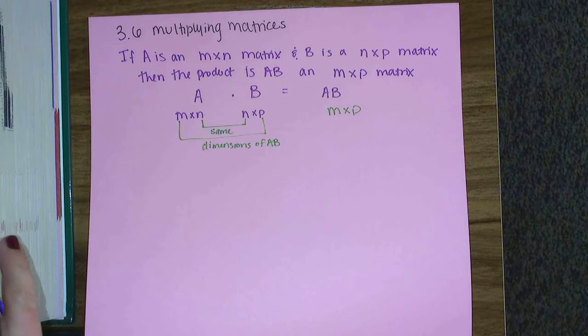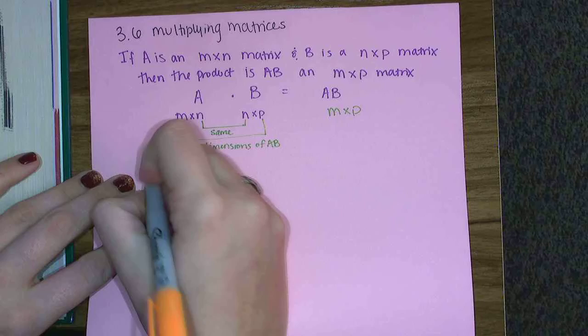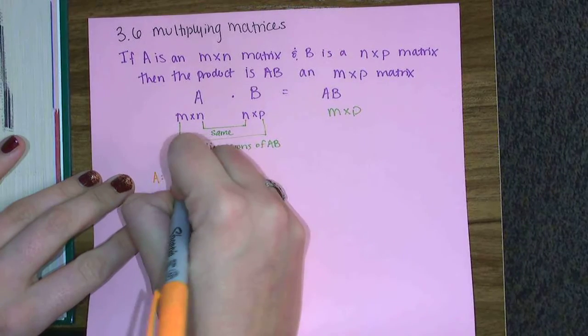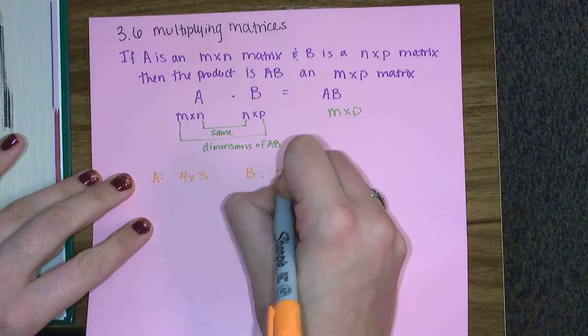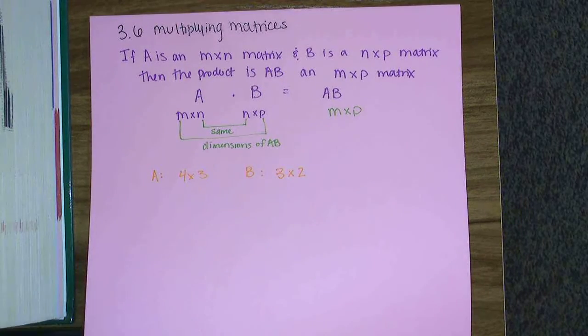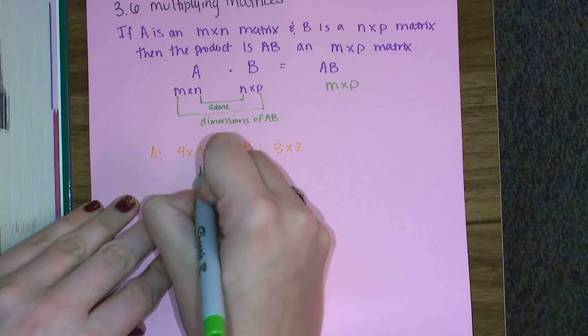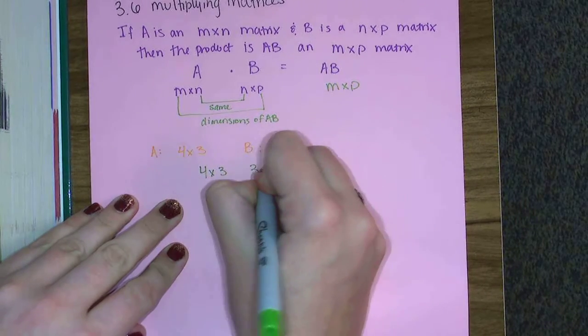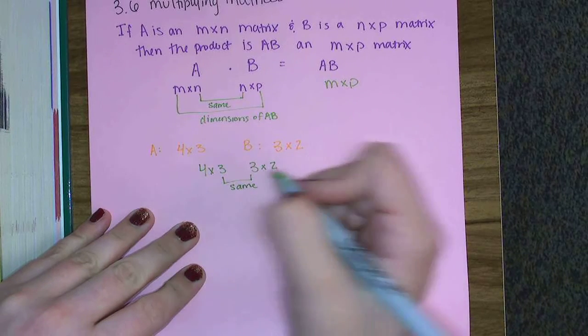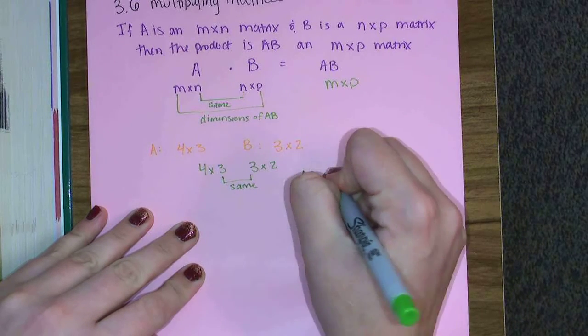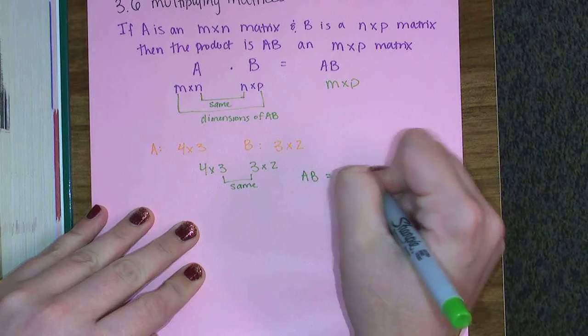Okay, so some of the questions will say, can we do it? So basically, just a quick example here. If I have A is a 4 by 3 and B is a 3 by 2, then when I line them up, I have 4 by 3 and 3 by 2. These are the same, so I do have one, meaning AB would be 4 by 2.